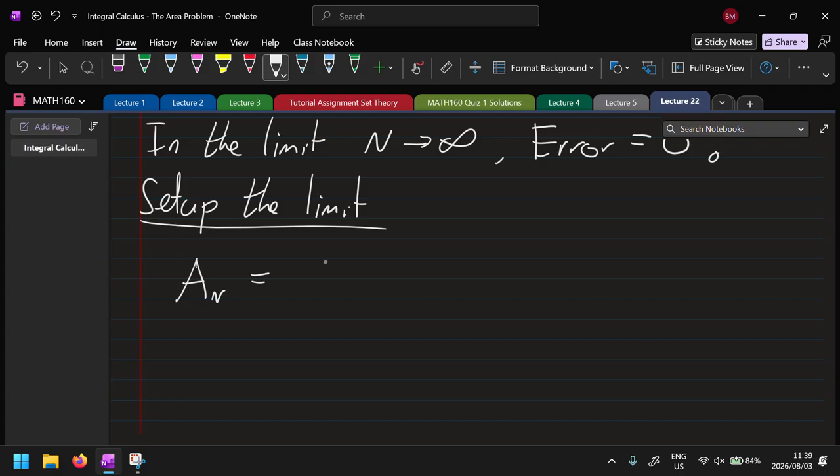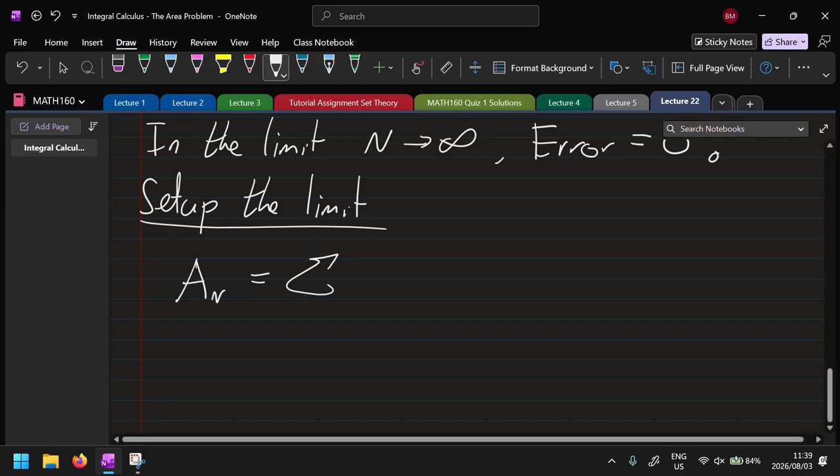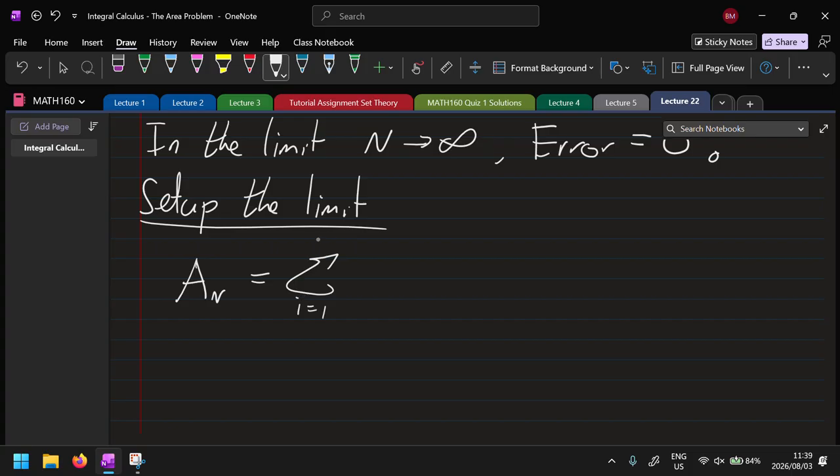So this is going to be the sum. Please make sure you know your sigma notation. The sum from i equals 1 to n, so over all of the rectangles. We need the height of the rectangle, and we need the width of the rectangle. We said the height was f of x. So at rectangle i, we're going to call the height f of x_i at that point. And the width we said was the same for all of the rectangles. We called that delta x.